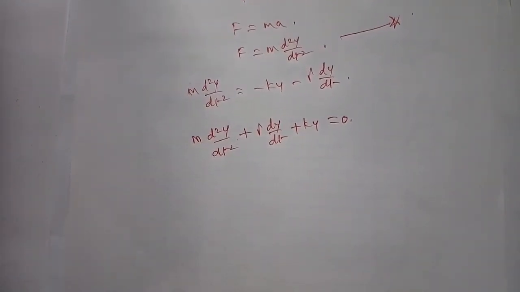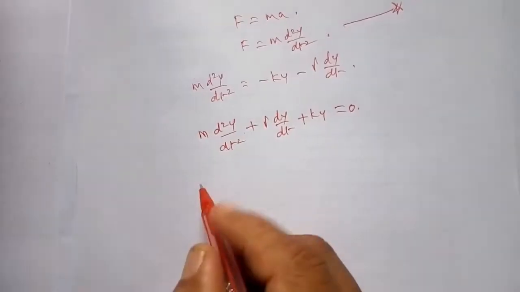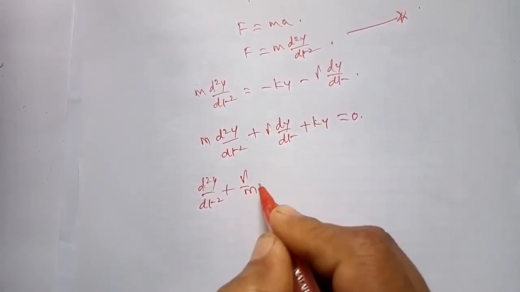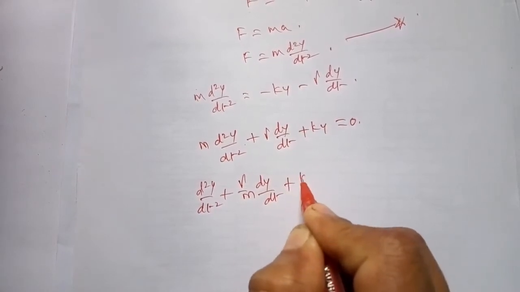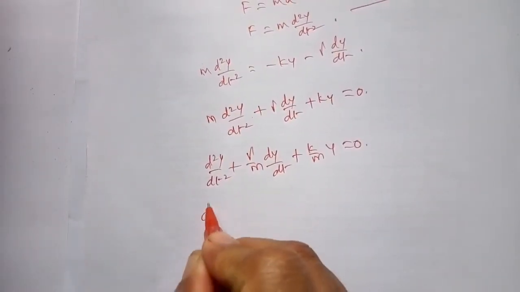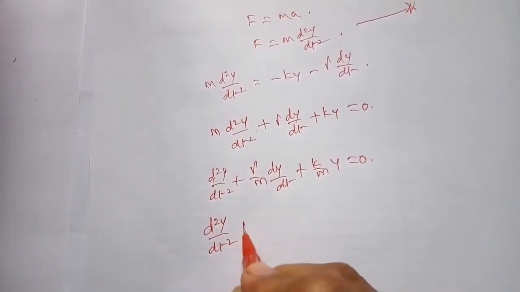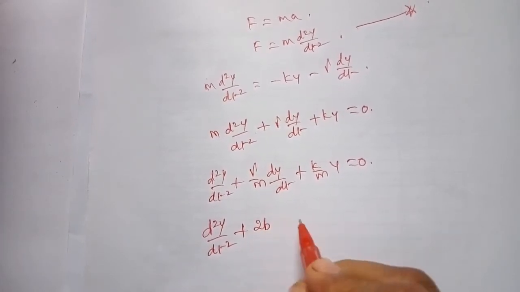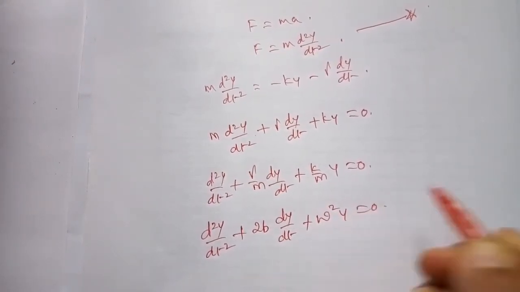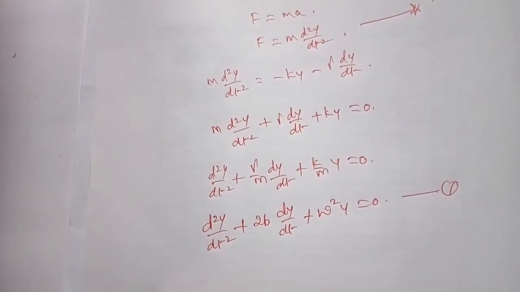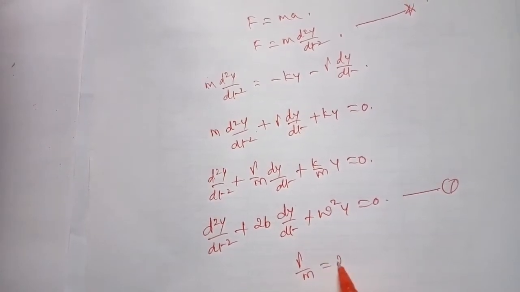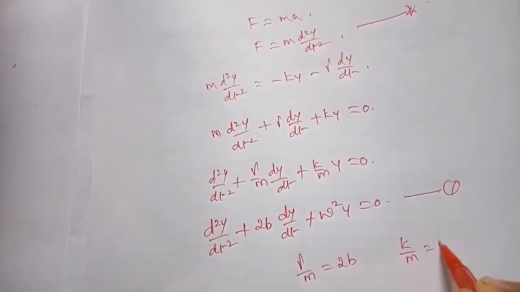Now dividing by m, d²y/dt² + (γ/m) dy/dt + (k/m) y = 0. This can be written as d²y/dt² + 2b dy/dt + ω²y = 0, where γ/m = 2b is a constant. Let us call this expression number 1, where γ/m = 2b and k/m = ω².